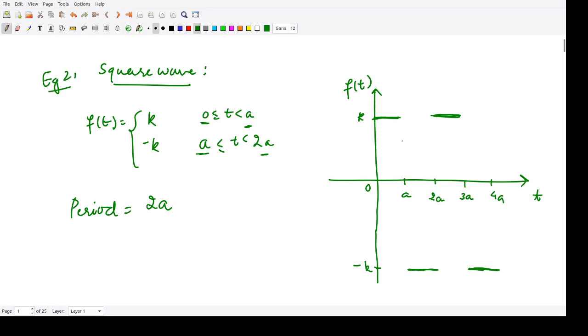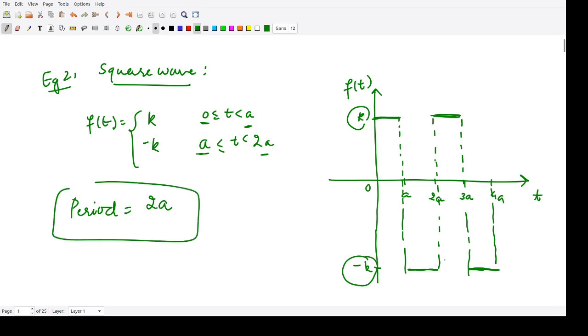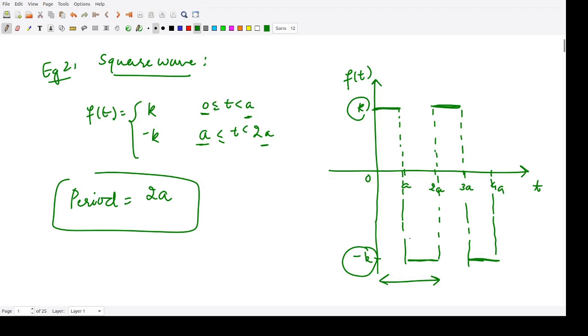So we can say the function is discontinuous at the point a, at the point 2a, at the point 3a, and so on. This is the square function. We have magnitude k in the positive direction and in the negative direction as well, and its period is 2a, because after every length 2a this function repeats itself. So that is the periodic function.